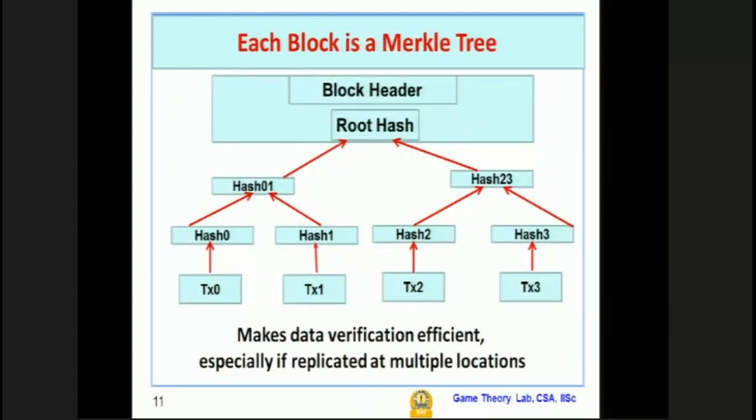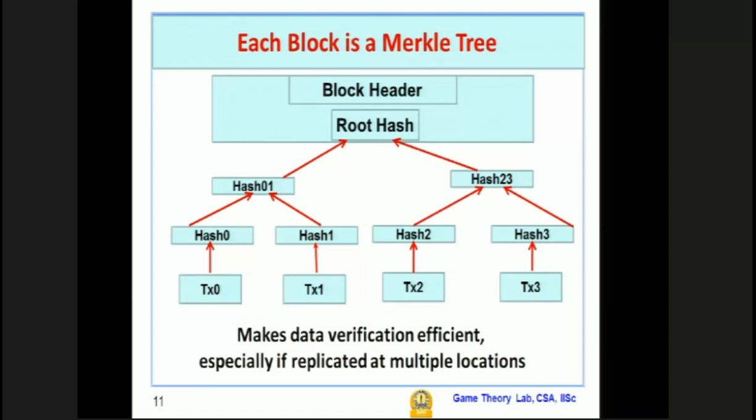Okay, so each block consists of a number of transactions, and in a given transaction, typically a subset of nodes could be involved. Each block itself is organized as what is called a Merkle tree. Here you have transaction 0, transaction 1, transaction 2, and transaction 3. You can have hundreds of such transactions constituting a block. And you generate a hash from each one of these transactions: hash 0, hash 1, and so on.